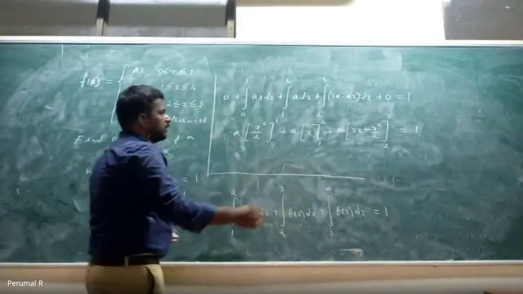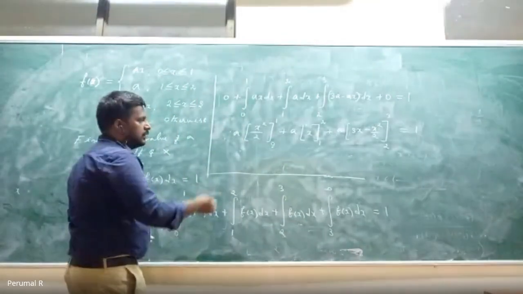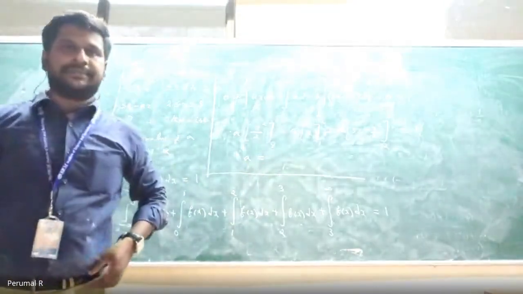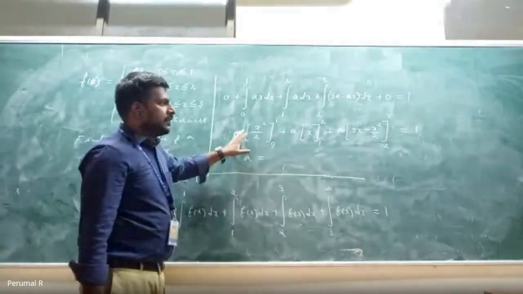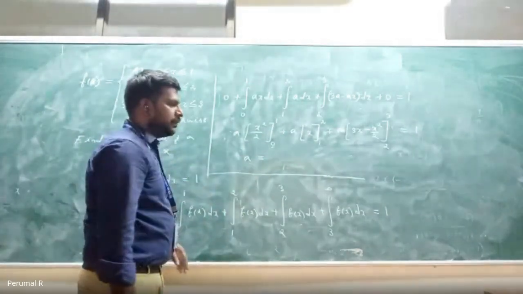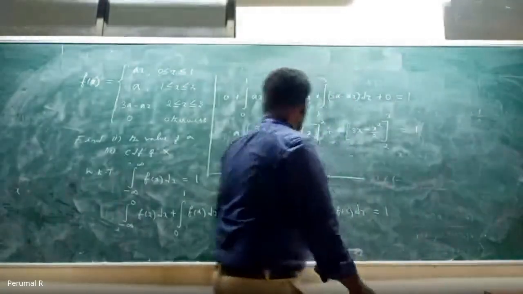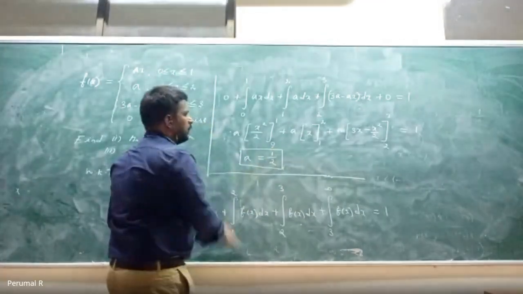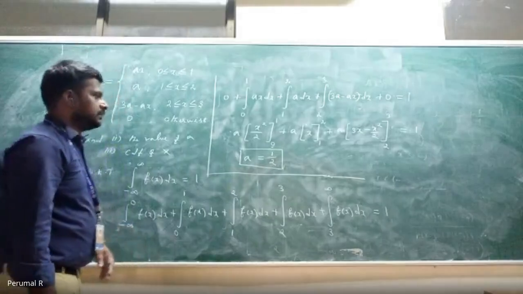Now substitute your upper limit and lower limit. What is the value for a? You can simplify that. Can anyone tell the answer? One by two, sir. After simplification, I need the final answer. a equal to 1 by 2. Yes, 1 by 2 is correct. So after simplification, you are getting a equal to 1 by 2.